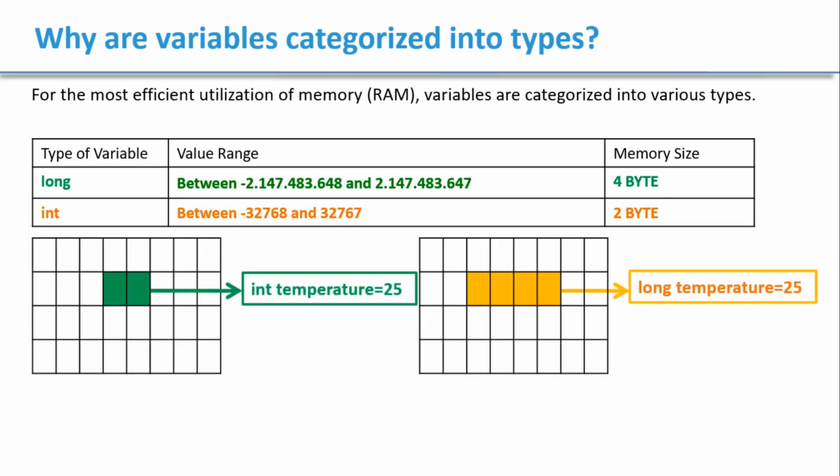In order for the topic to become more tangible in your mind, picture a metaphor displayed on the screen. For example, when we express integer temperature equals 25, think of it as reserving a 2-byte space, which is essentially 2 cells. However, if we define it as long temperature equals 25, this space will expand to 4. Both of them will eventually perform the same task. There is no point in occupying memory unnecessarily.